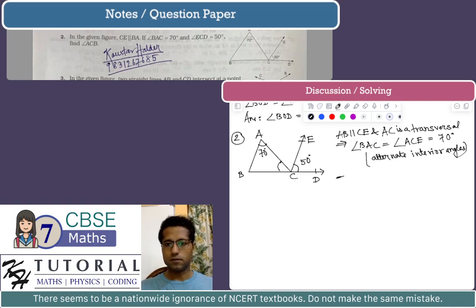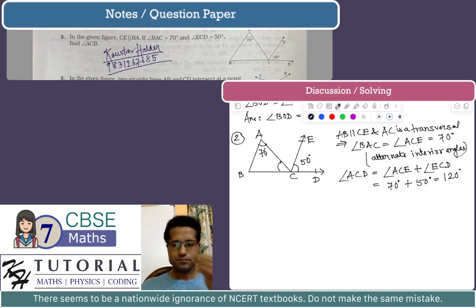Okay, now we see that angle ACD is equal to angle ACE plus angle ECD, which is equal to angle ACE we just found to be 70 degree, and ECD is given to be 50 degree. So this is equal to 120 degree, angle ACD.